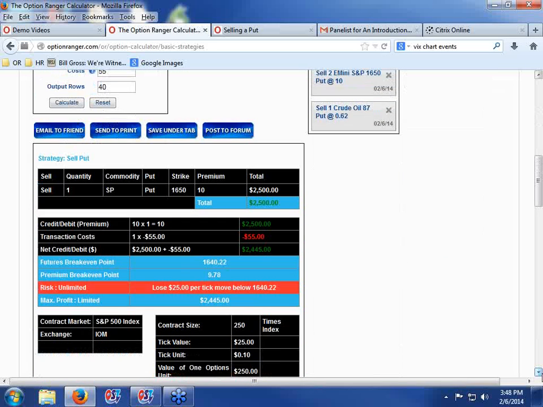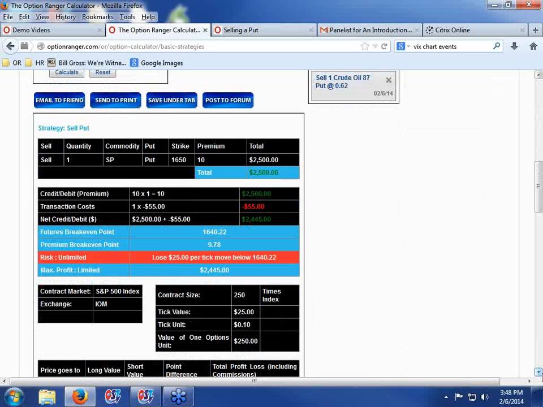They input the trade. This is the large contract. There's also a mini contract that we can look at based on the risk to reward ratio. Now, on 10 points, based on the tick values here, we're talking about collecting $2,500. We see here that after costs, the net would be $2,445 collected at the beginning of the transaction. This is a margin trade, so you have to have a margin account to do that. Your futures break-even point at expiration date, as long as the futures are above 1640.22, you've broken even, and the higher it is above 1640.22, the more you make.